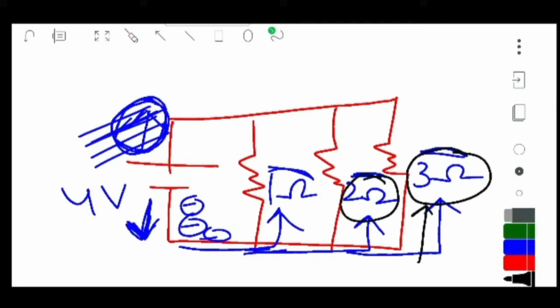In the 2 ohm resistor, the resistance is much less than the 3 ohm resistor, so there will be a little bit more current. And the 1 ohm resistance is much less than the 2 ohm and 3 ohm resistors, and that's why there will be a little bit more current flowing towards here. So the currents in these three will be different. But why is the voltage not different?